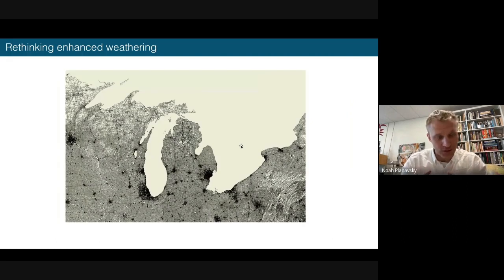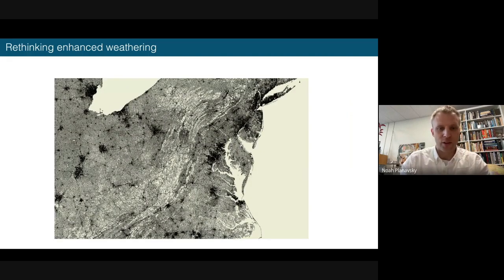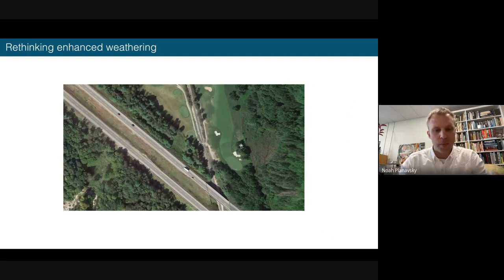Even in agricultural regions, you still have this incredibly dense network of roads. That is found not only in the upper Midwest, but also in the Southeast and in the eastern seaboard portions that are dense agricultural regions. It is a shocking amount of our surface. As those images, I think, do a striking job of illustrating, it is a tremendous amount of land. Many of these settings could be utilized for enhanced weathering.